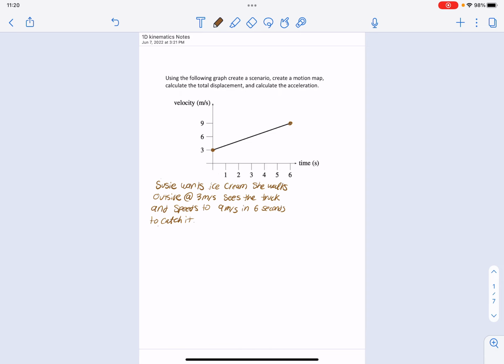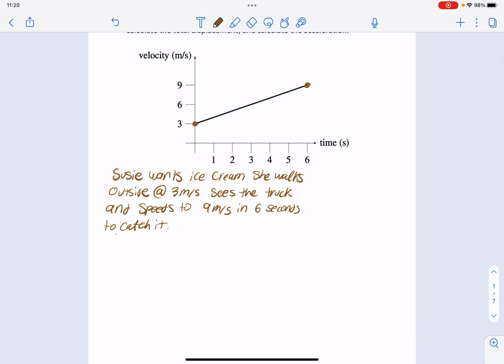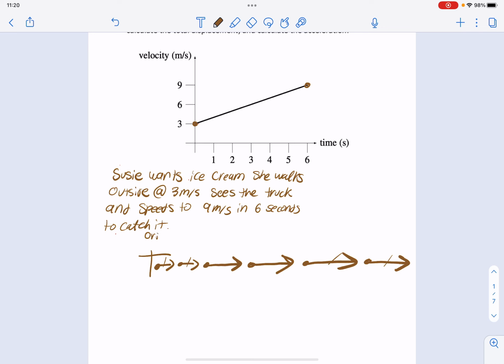Now let's do our motion map. Susie's going to start off at 3 meters per second, so this would be the same. And then she's going to start to speed up until she makes it to 9 meters per second. We can say that these are 9. Now, one thing my motion map is missing is an origin. I'm going to assume that she's starting at the origin.